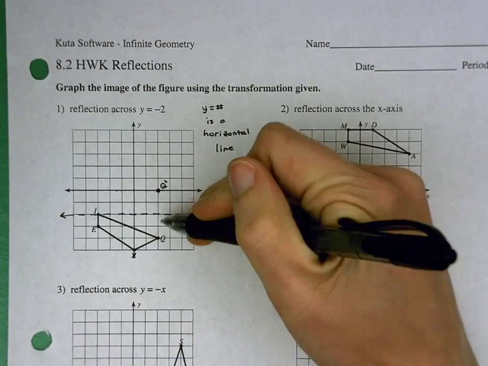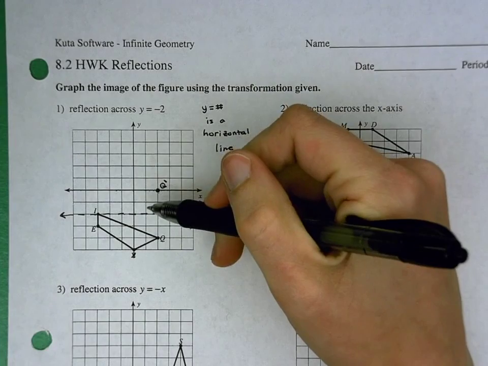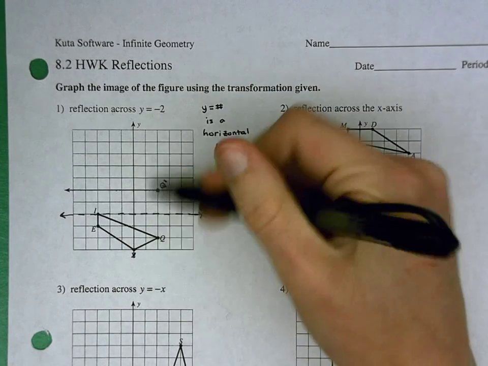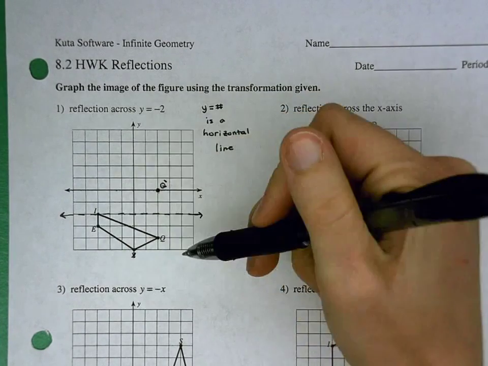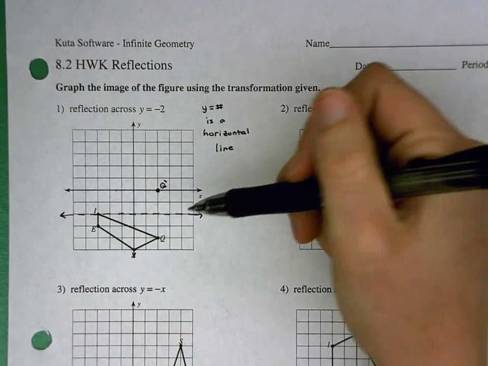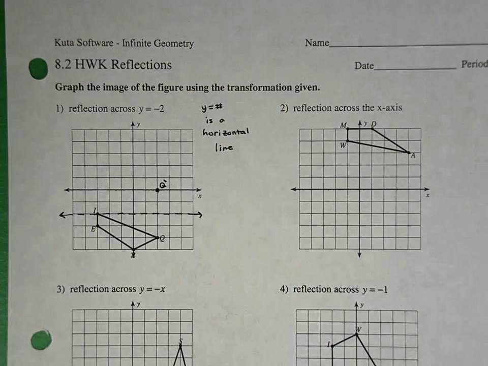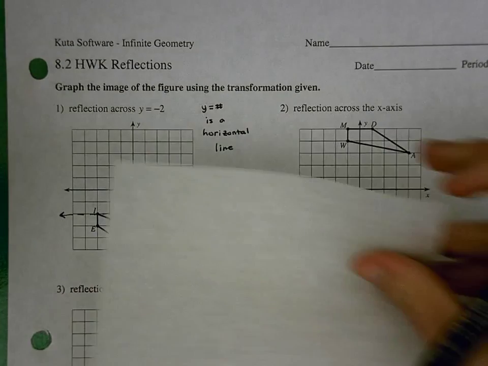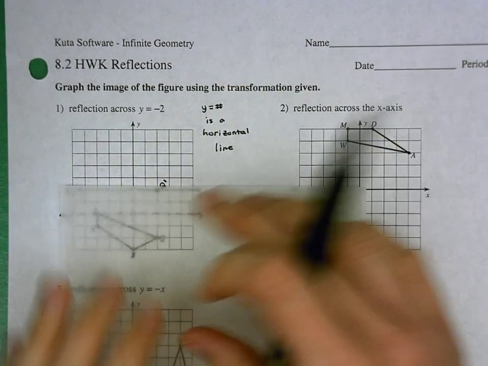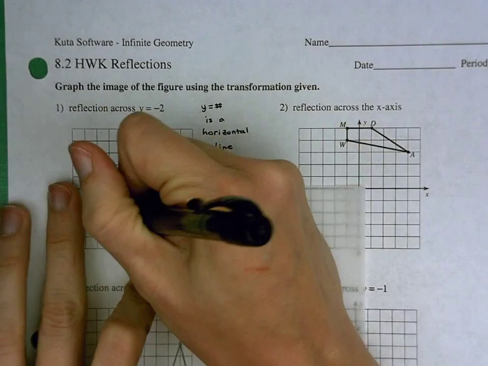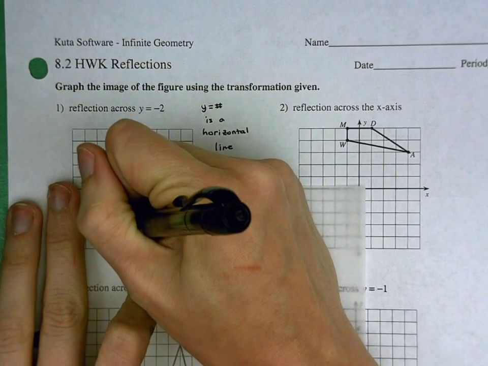That strategy, though, gets a little tricky when our line of reflection isn't a horizontal or vertical line, when our line of reflection has some sort of positive or negative slope. It gets a little trickier to count. And so the other strategy we have is to use our patty paper. So I'm going to go ahead and take my patty paper, I'm going to cover this up, and I'm going to sketch in or trace in my shape.